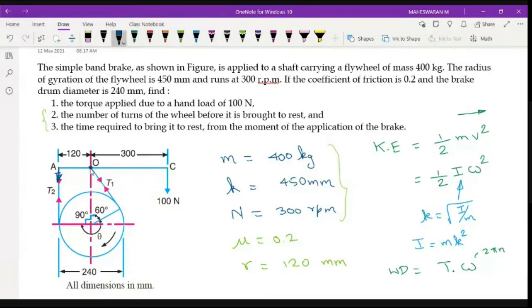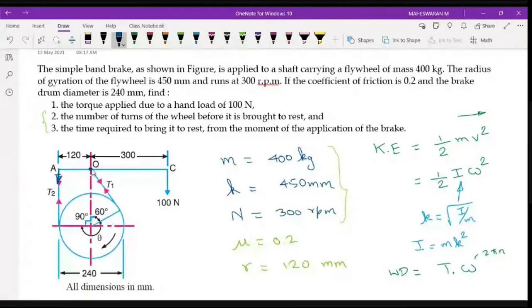No, I am taking moment at point O. We take moment at point O. You need force into perpendicular distance, right? Yes, force, sir. You have a distance 300. T1 is already at O, so there is no distance, no moment. So it is 0. T2, the perpendicular distance is 120. Yes, sir. But is it acting upwards or downwards, sir, actually?